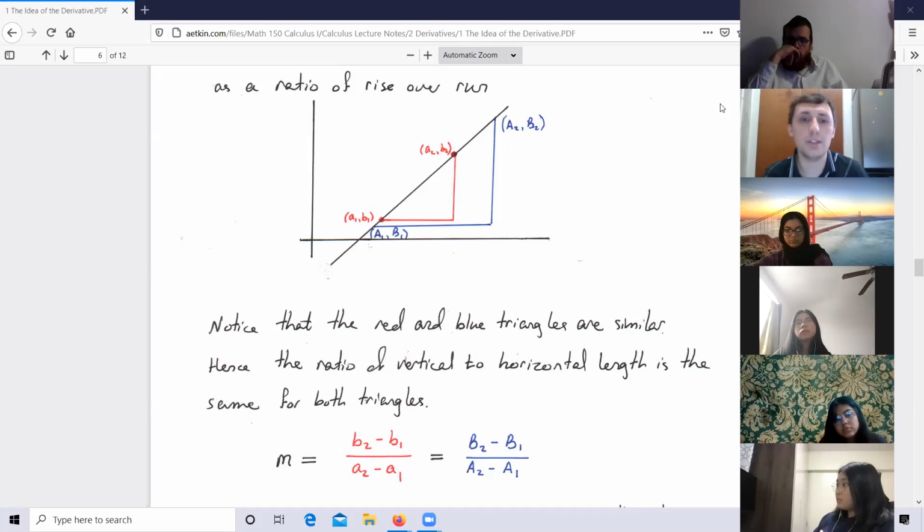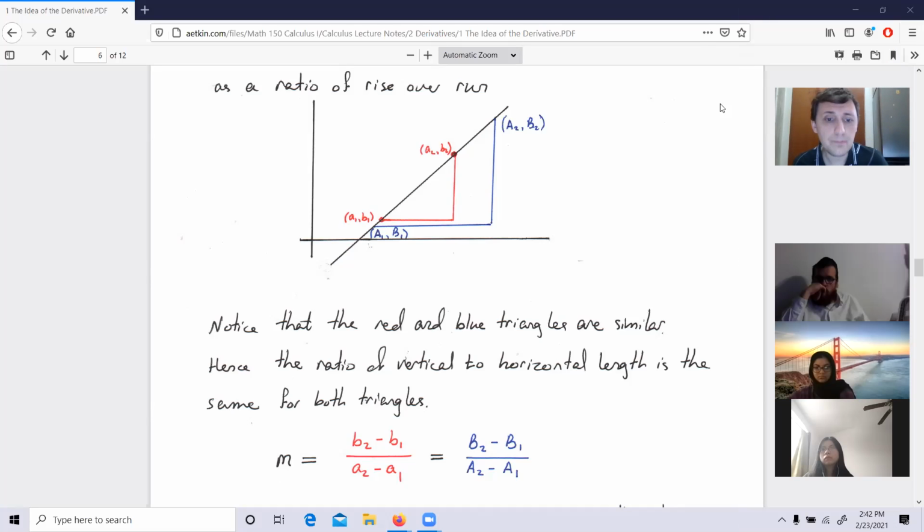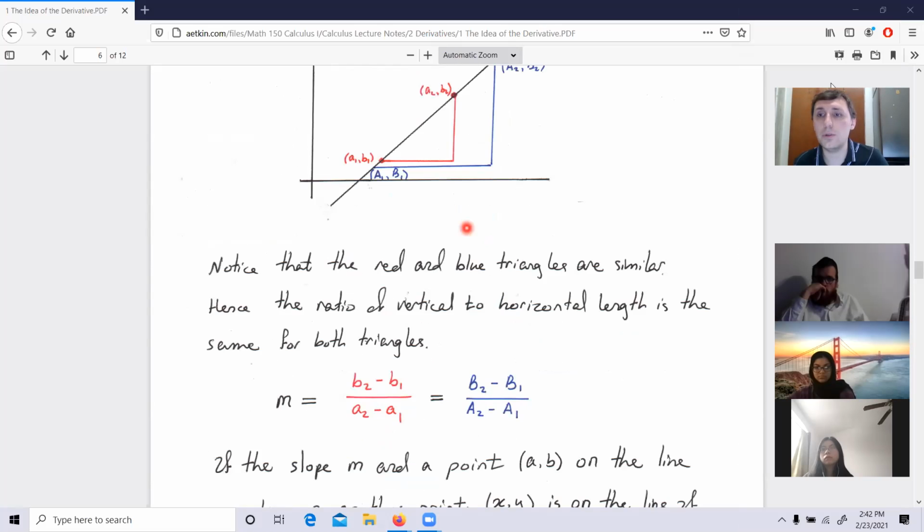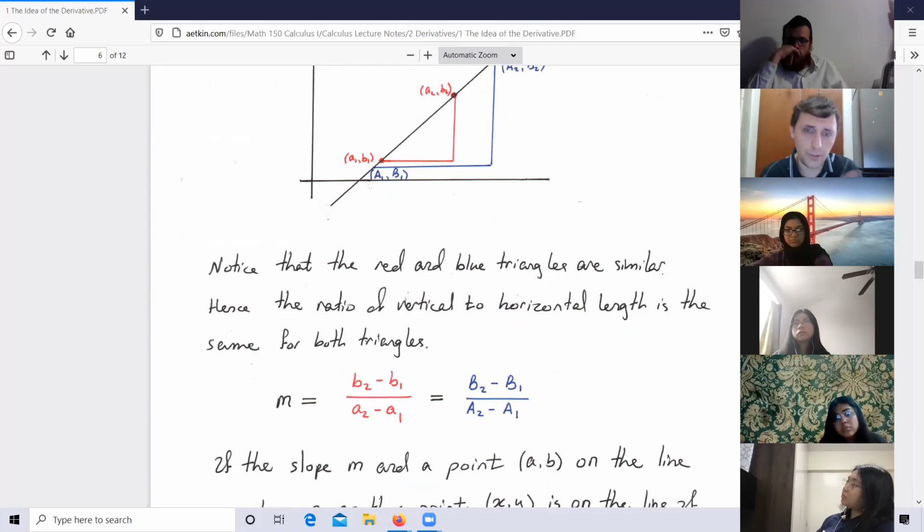Okay, guys, the slope has to be extremely intuitive, because if it is, you will understand most of the semester. And this is what this m is measuring, okay? Now I can use that information to figure out the equation of a line.